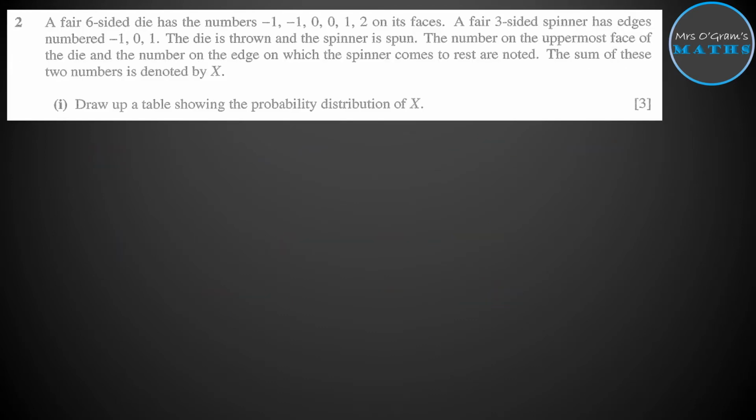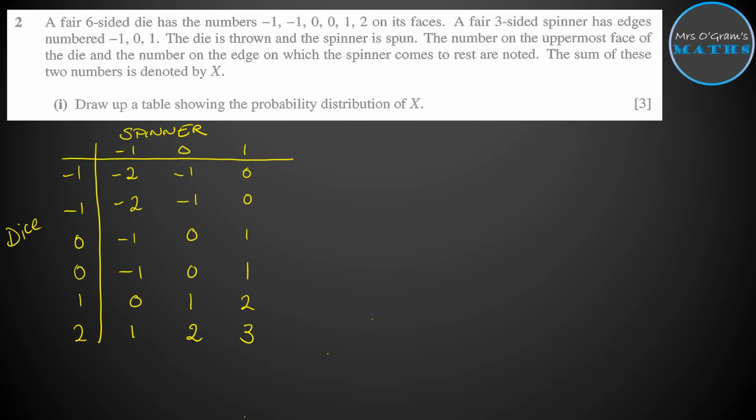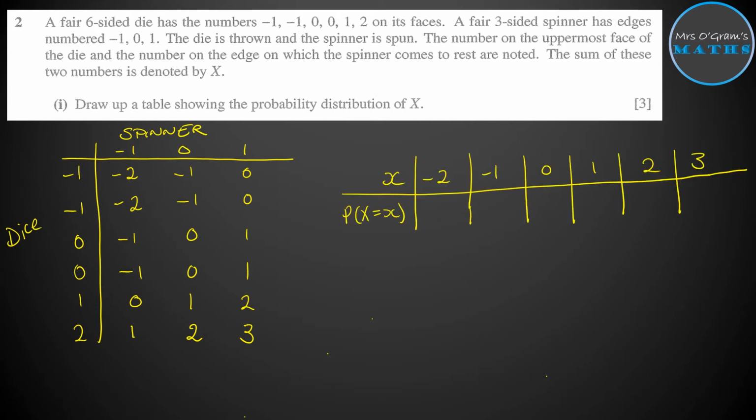Now we've got a 6-sided dice, but with some unusual numbers on it, and a 3-sided spinner, and those 2 results get added together to make X. We need to do a probability distribution for X, so to do that we're going to need a sample space diagram first. So we've got a table of the possible outcomes of the dice and the spinner, and we can see that the numbers could come out from between -2 and 3. So we need to do a probability distribution table for that. So it looks like this, where we've got all of the possibilities, and now we just need to count how many we've got of each one.